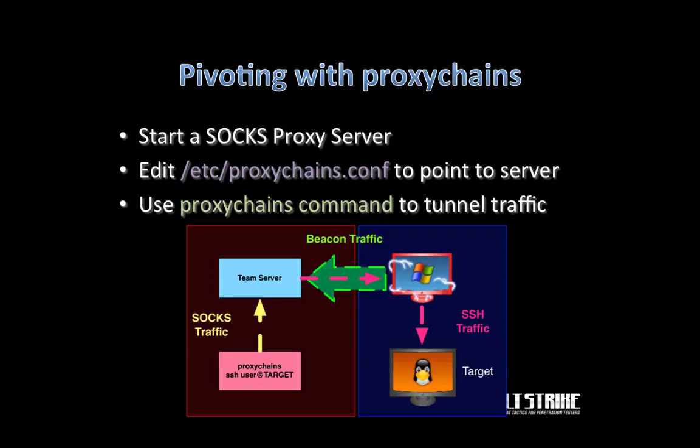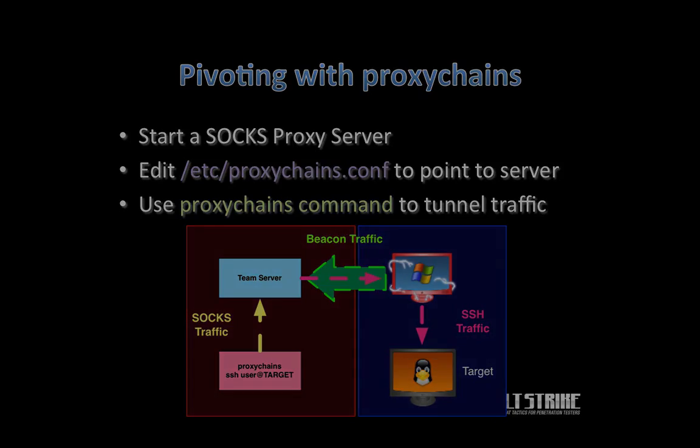For example, here's what that looks like. If I do proxychains ssh user@target, proxychains will create SOCKS traffic to the team server and make the SSH program become proxy aware. The SSH program is our application traffic, and that application traffic will go through our beacon traffic, and it will come out through the pivot host, and the pivot host will interact with the target system on our behalf. So that's what pivoting with proxy chains looks like.